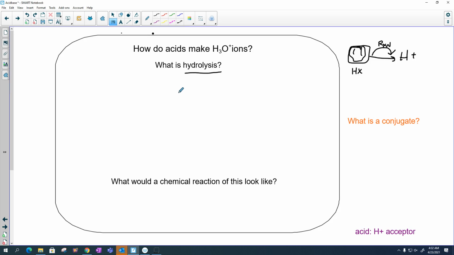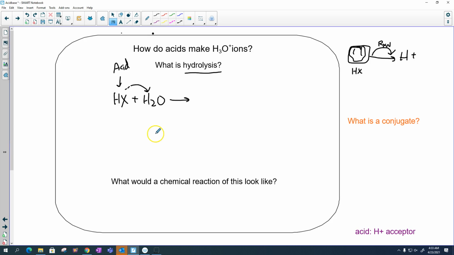Sometimes it's very simple, sometimes it's a little more complicated, but you'll see here. So now what is hydrolysis? We know water plays an integral role, and it essentially is H plus. Let's say HX, our acid. This is a generic acid. And it's going to react with water, and it's going to donate an H to the water.